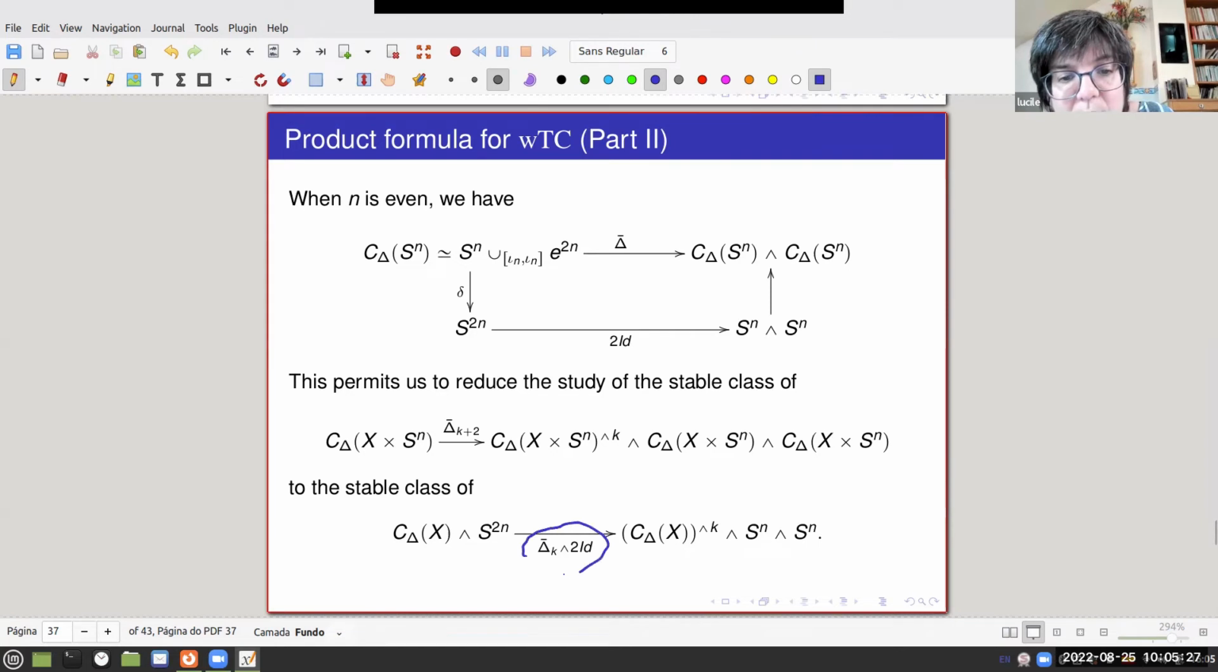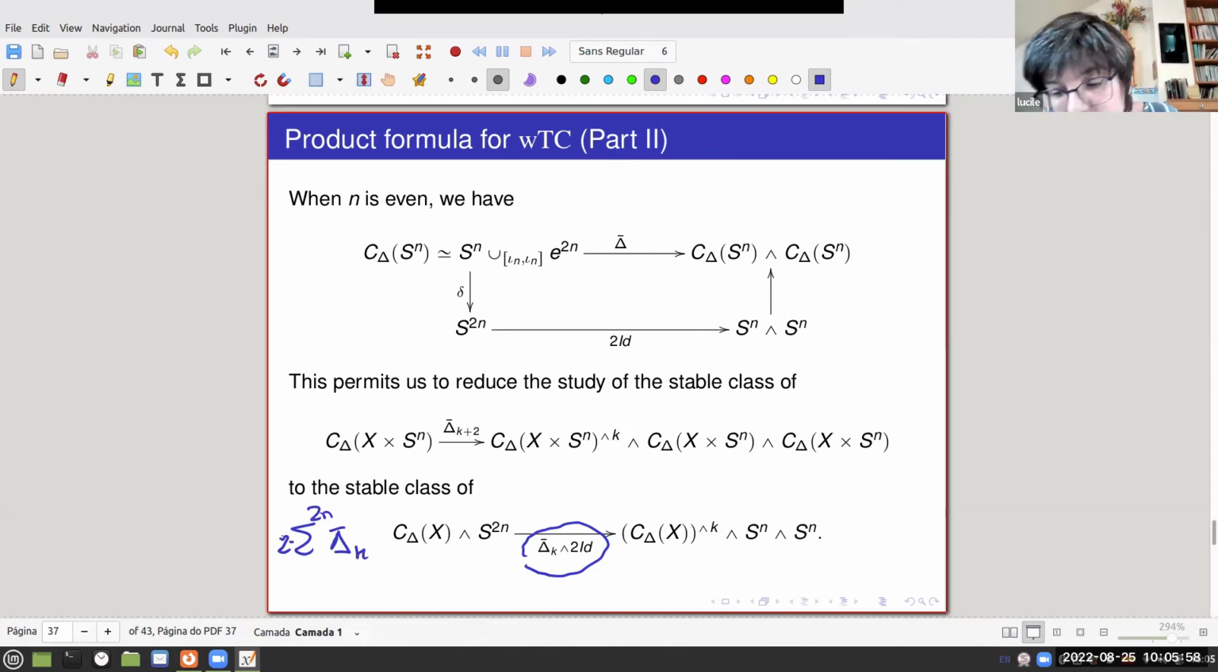And then using this diagram, we can reduce the study of this map to this map here. So, the reduced diagonal of C delta of X, smash product with 2 times the identity of S2n, okay? And this is just the 2n suspension of the diagonal map, not exactly, multiplied by 2.